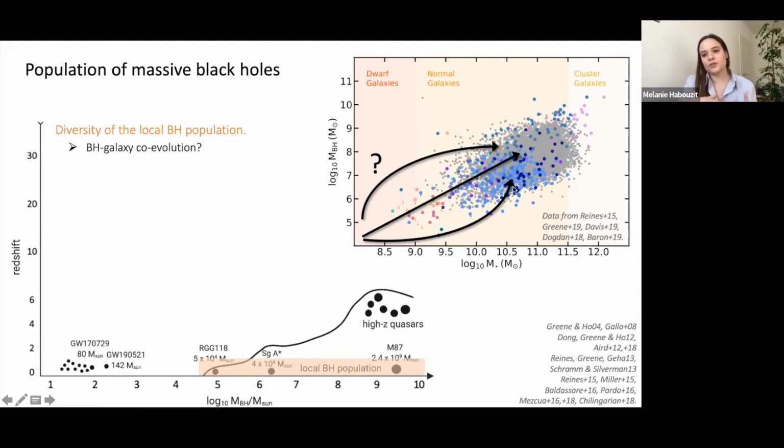So we really don't know at the moment how we build this scaling relation, and even whether this diagram that we see in the local universe is actually the same at high redshift.